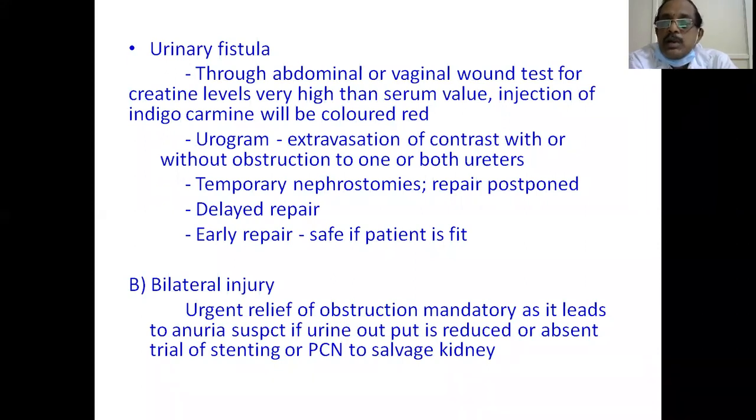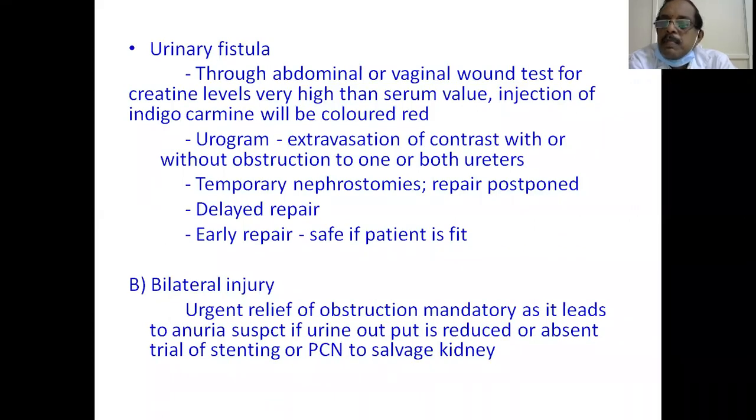Anuria is life-threatening. It can be there for 3 or 4 days like that and nothing may happen. But gradually serum creatinine goes up, the patient lands in acute renal failure, and sometimes the patient may end in death also. So what to do immediately if there is bilateral ureteric injury?